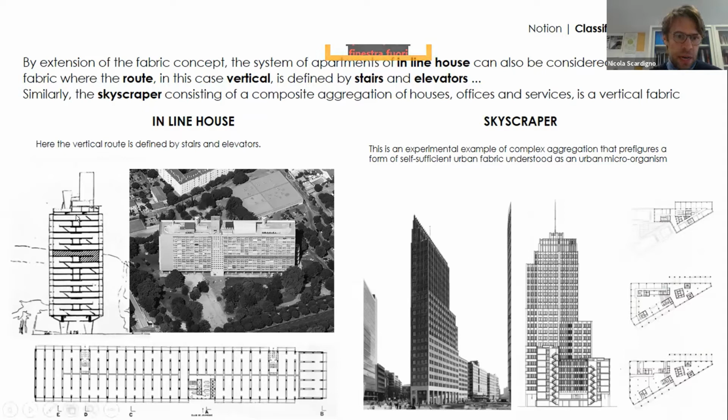On the other side, an example of vertical fabric represented by the skyscraper is the tower built by Hans Kollhoff in Potsdamer Platz in Berlin, where it is clear, like an experimental example, a complex of aggregation that prefigures a form of self-sufficient urban fabric understood as an urban microorganism.